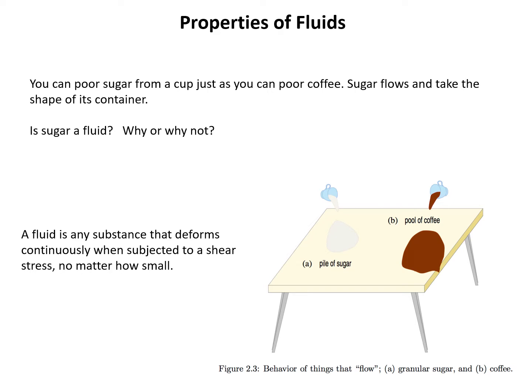Some substances have part of the properties of fluids, but they're not actually fluids. A good example is sugar. You can pour it from a cup, it flows, it takes the shape of its container. However, because you can pour it into a pile, that means that it's resisting small shear stresses. Whereas coffee, you pour that onto the table and it's going to form a puddle, right? There's not going to be a pile of coffee. So again, the key here is that a fluid is a substance that deforms continuously when subjected to a shear stress, no matter how small that shear stress is.